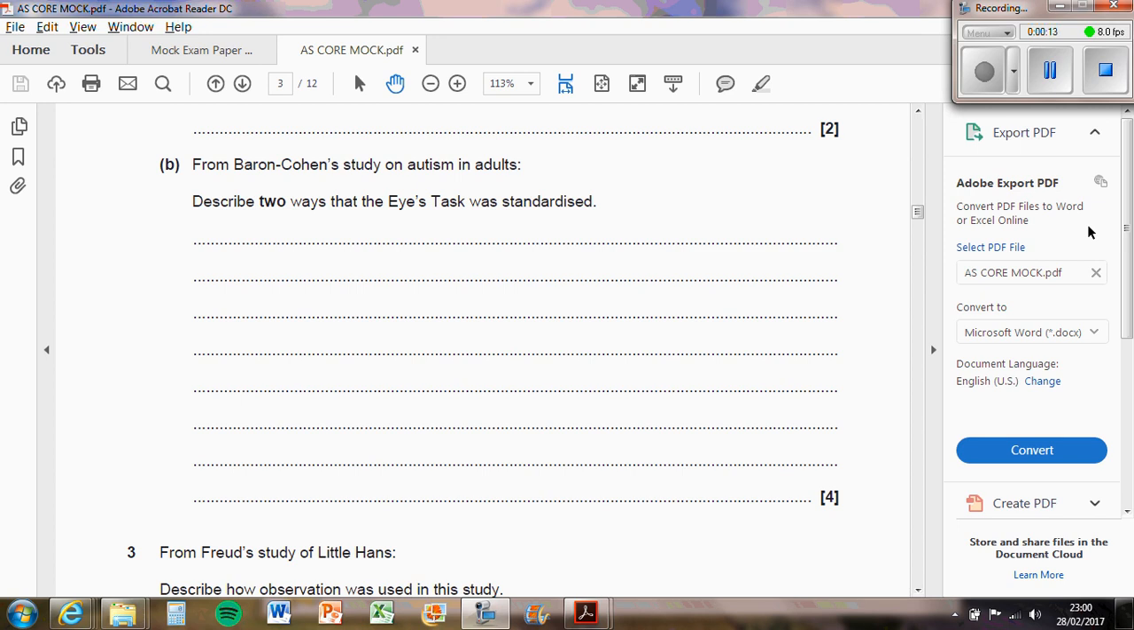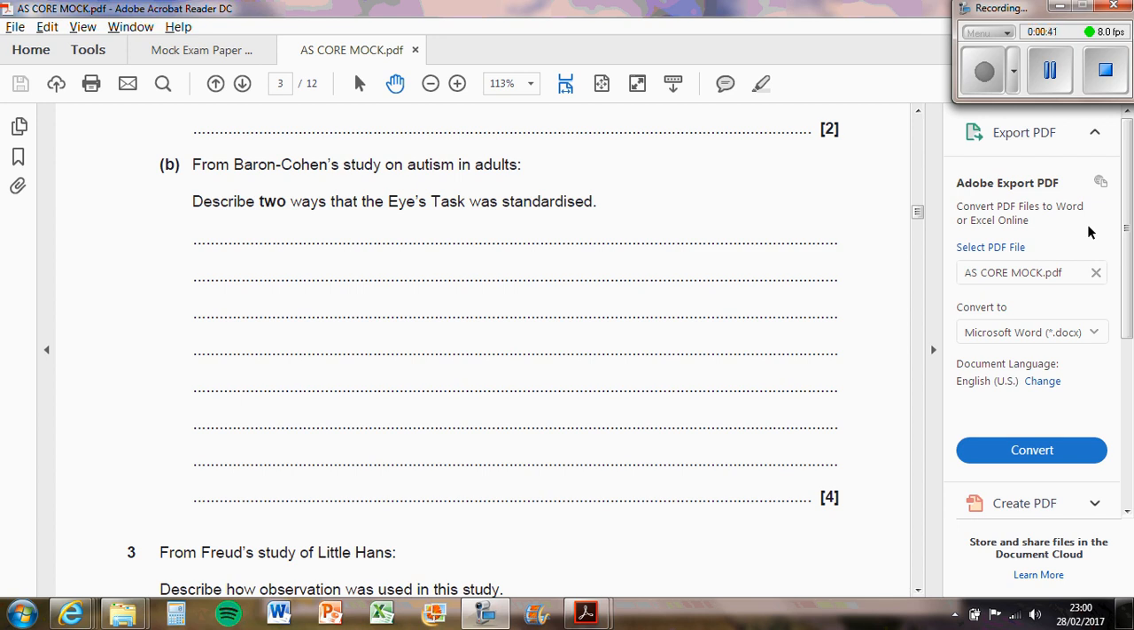You'd recognise that the eyes displayed in the eyes task were all the same size, 10 by 15 centimetres. They were all black and white. They were all displayed for 3 seconds. They were all of the same region of the face, from just above the eyebrows and midway across the nose.